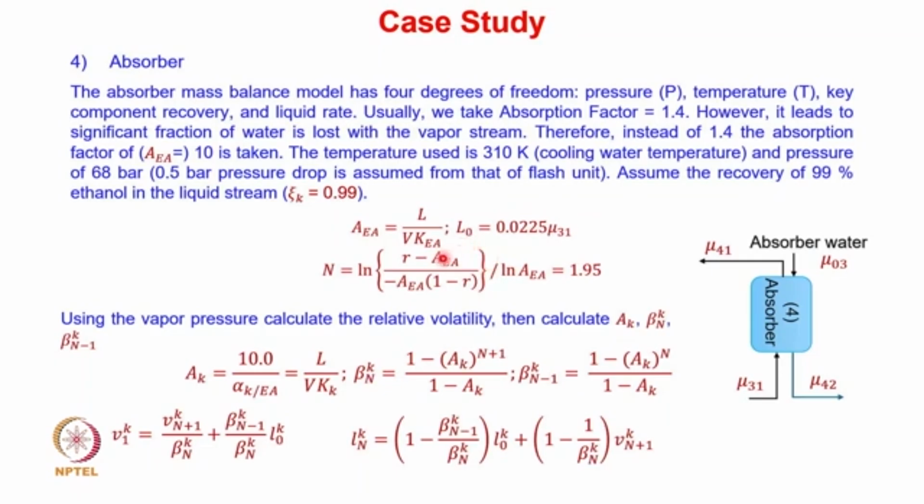So in this case the L naught is nothing but 0.0225 mu 31. One more thing to note down here is once we have obtained this absorption factor, then we can use it in this Kremser equation, and we can calculate the number of stages required. So in this case you can see that this is the simplified equation.